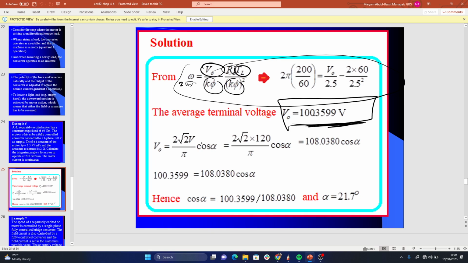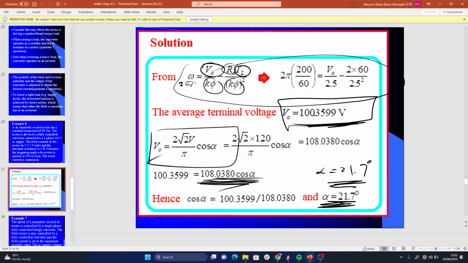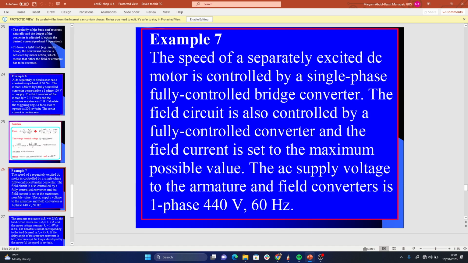Now you have V naught here. Put V naught into the formula here and make cos alpha the subject. So you just find cos inverse of what you are getting. So alpha is equal to 21.7. So that's it for that question.